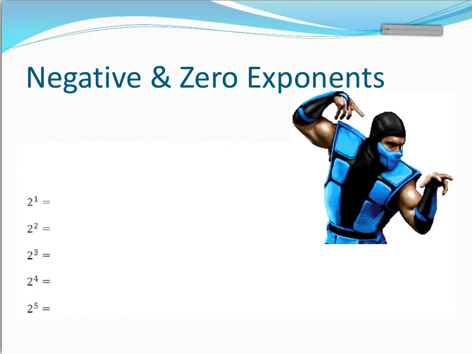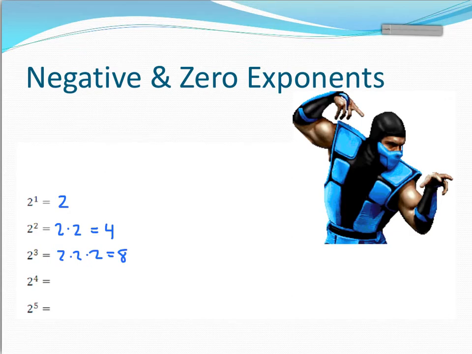So again, let's quickly review what we learned in the last couple sections. I have here some powers. We have 2 to the first power. What does that mean? 2 to the first power is just 2 times itself one time, so just 2. 2 to the second power means I take 2 and multiply it by itself twice, so 2 times 2, which simplifies to 4. Continuing on to the third power, it's 2 times 2 times 2, which equals 8.